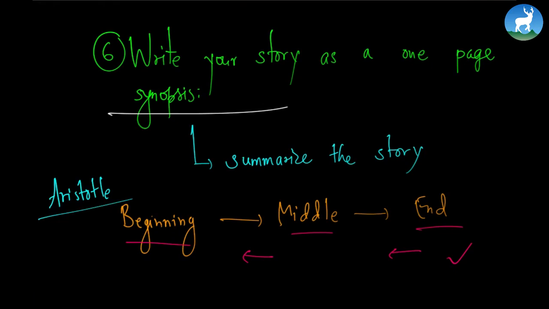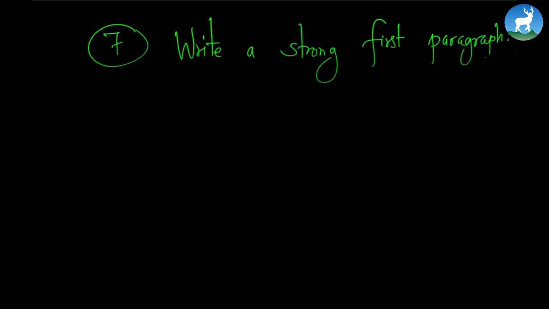Now we come to the 7th point. Tip number 7 is write a strong first paragraph. So how would you do that? How would you write a strong first paragraph? Joe Bunting says, just put pen to paper. Don't worry about what comes out. It's not important, you just need to get your story started.